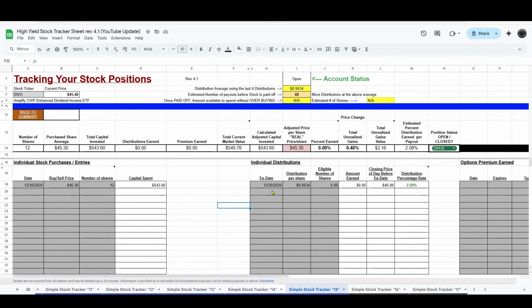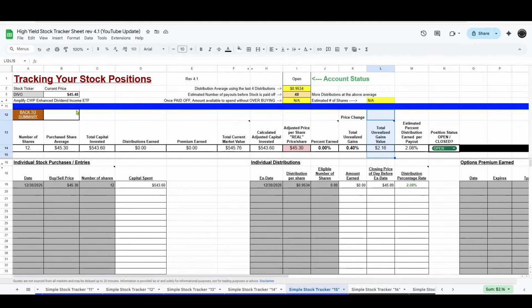And the newest one that I've added is DIVO. It also is monthly, so there are no distributions for this one at the moment. So my current real price per share is $45.30, and the current price is $45.48. That means that I'm pretty much right there on it. I'm only looking to make about $2 on a sell of DIVO at the current price. I still am green on DIVO.